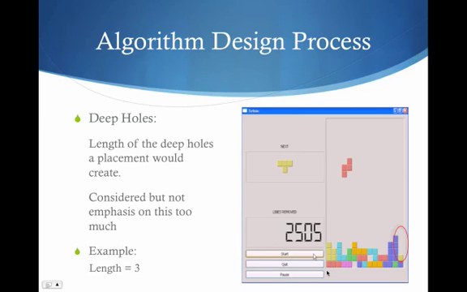However, this is not definitely a very bad situation since it's a perfect fit for the I shape that could eliminate more lines together. So I did consider it, but did not put too much punishment on that. For example, on the right, it is obvious that in this case, the length of the deep hole is 1, 2, 3.